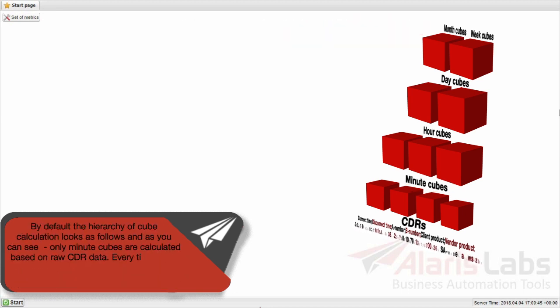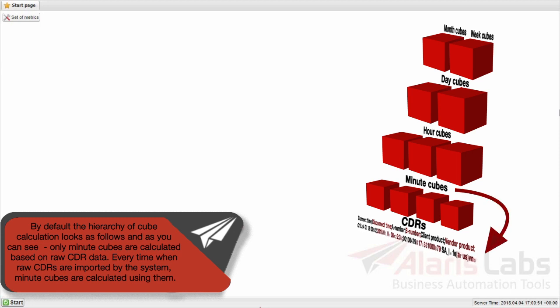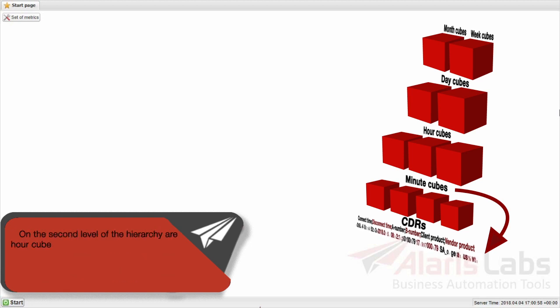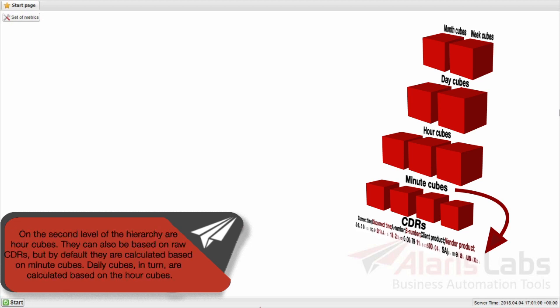By default, the hierarchy of cube calculation looks as follows, and as you can see, only minute cubes are calculated based on the raw CDR data. Every time raw CDRs are imported by the system, minute cubes are calculated using them. On the second level of the hierarchy are hour cubes. They can also be based on raw CDRs, but by default they are calculated based on minute cubes.